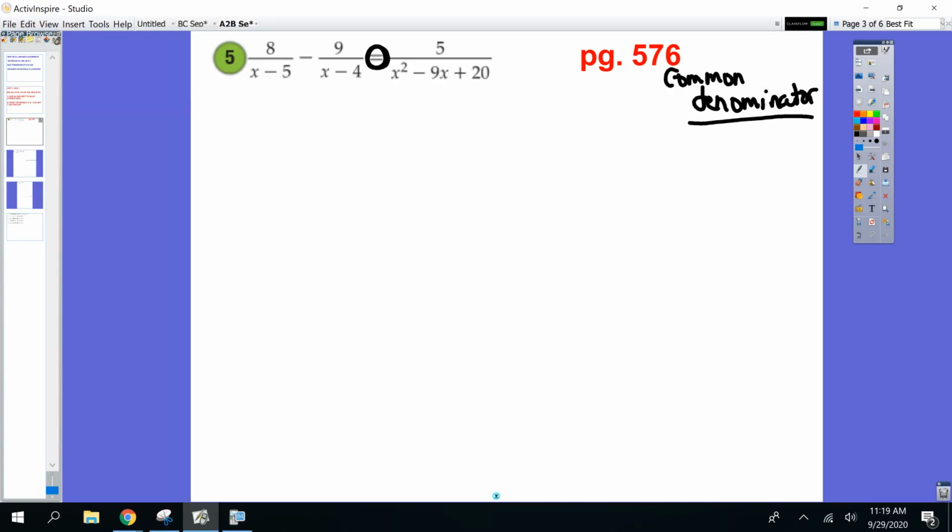That's going to be tough right now, because one of the denominators can be factored. So please do that first. All right, if one of the denominators can be factored, please factor it. And then we'll decide on a common denominator. All right, so figure out what that's going to factor into, and then we will talk.